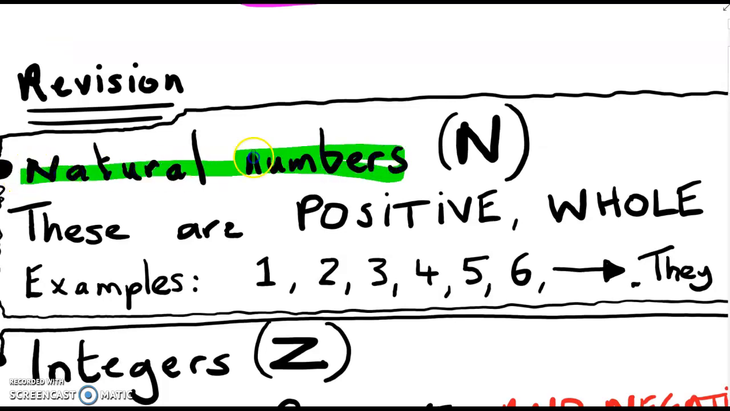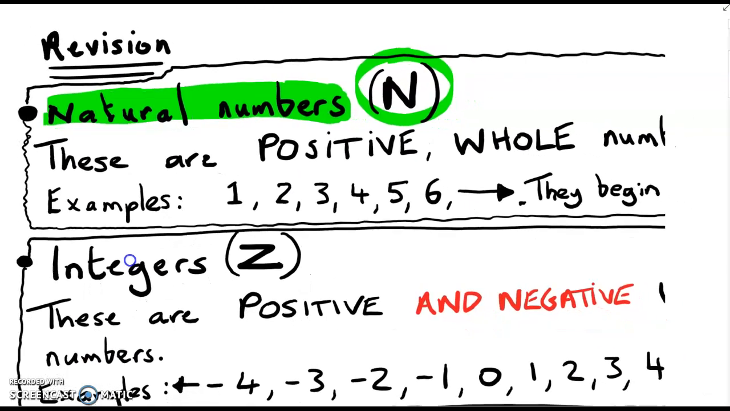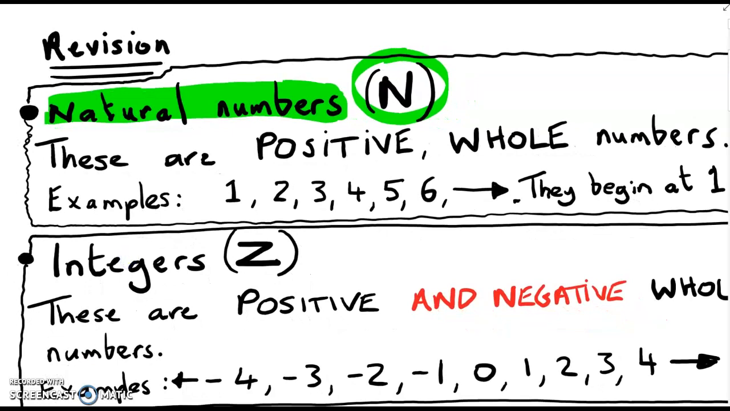So let's start with natural numbers. And the symbol given for natural numbers is simply the letter N. Okay, N for natural. Now, what are natural numbers? Well, natural numbers are positive whole numbers. So there's no fractions, and there's no negative numbers. So you wouldn't have a -3 as a natural number. They're simply positive whole numbers.